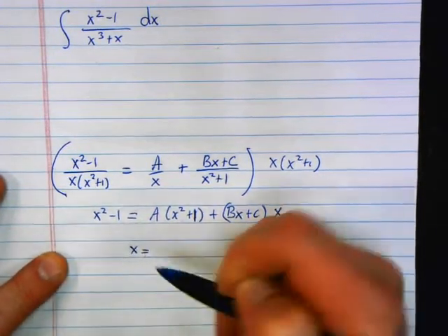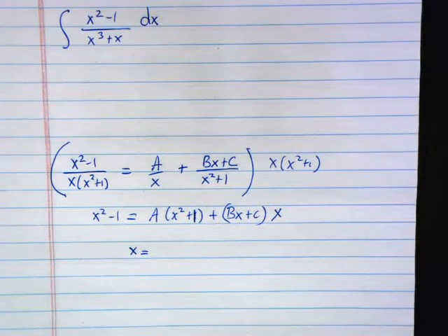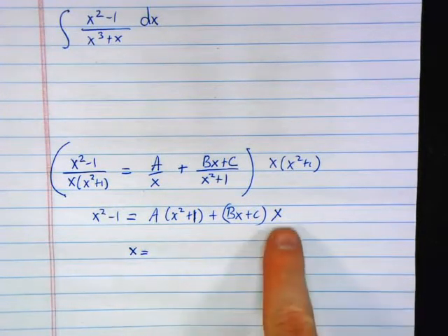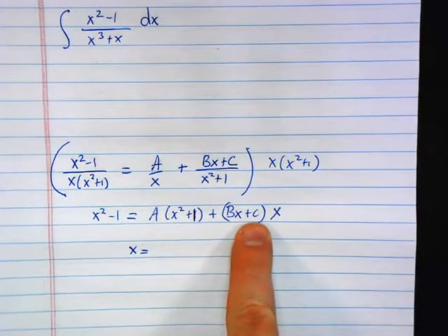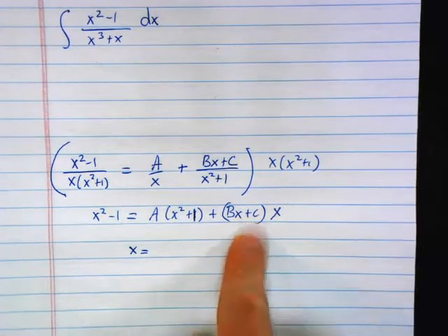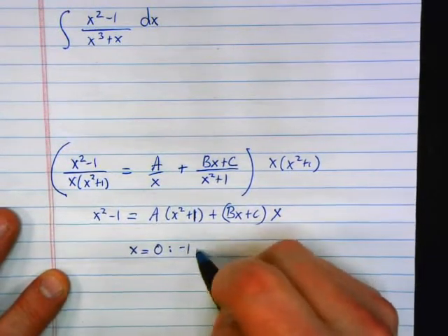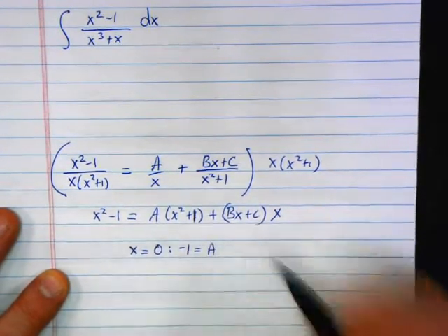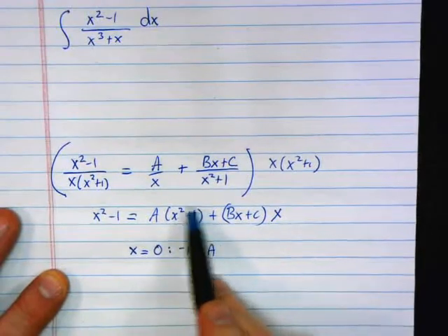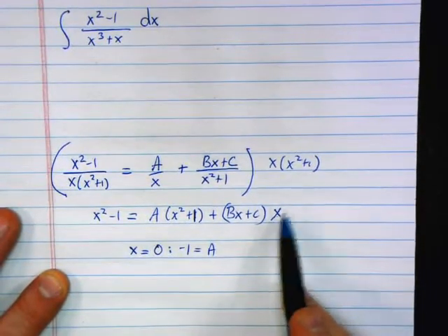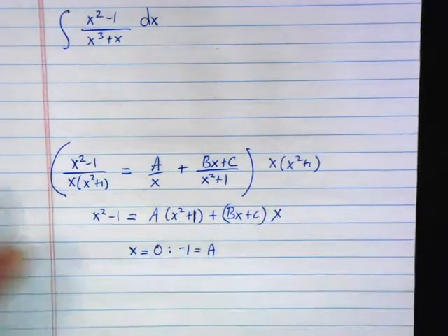I'm going to pick my favorite number. Why is 0 your favorite number? Not only does it get rid of b, but when I plug 0 there, it also gets rid of c. It gets rid of 2 of them, doesn't it? So I'm going to plug in x equals 0. I get negative 1 equals a. Because when I plug 0 in there, 0 plus 1 is 1. Plug 0 in there, 0 times that whole thing is 0. So a is negative 1.